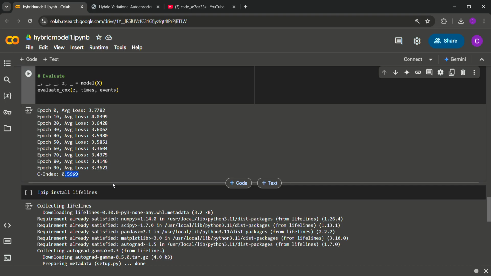Interpreting risk scores. The risk layer in our model outputs survival risk scores. Patients with higher risk scores are predicted to have shorter survival times. We can analyze the survival curves based on these predicted risk groups. Our XAT-HVAE-COX model efficiently encodes patient information.